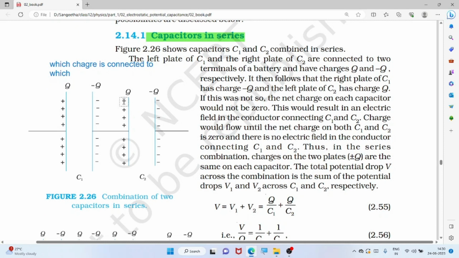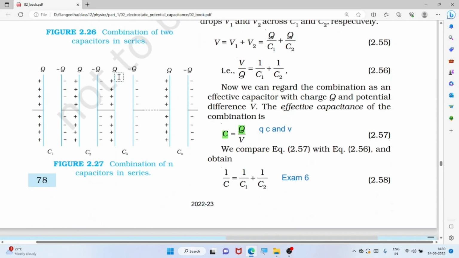And we connect two capacitors in series. So here we are connecting a negative to positive charge. This is how you will connect capacitors in series. The resultant total capacitance when you connect two capacitors in series, 1 by C equal to 1 by C1 plus 1 by C2.